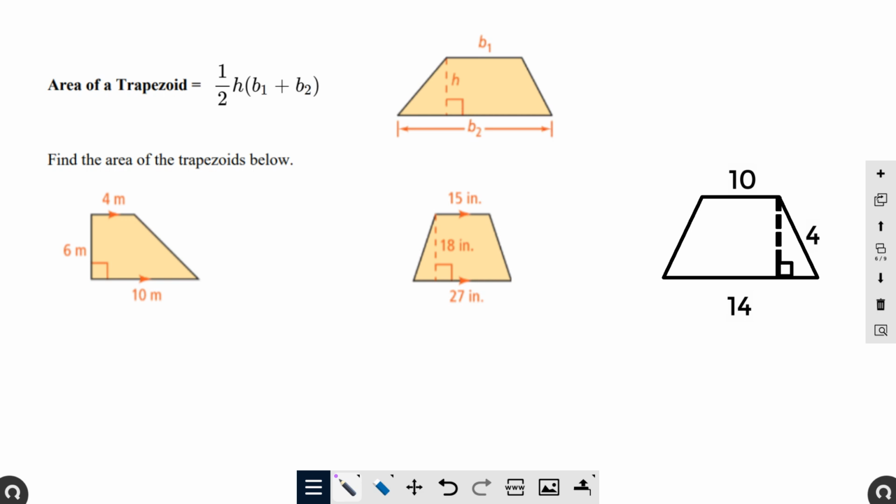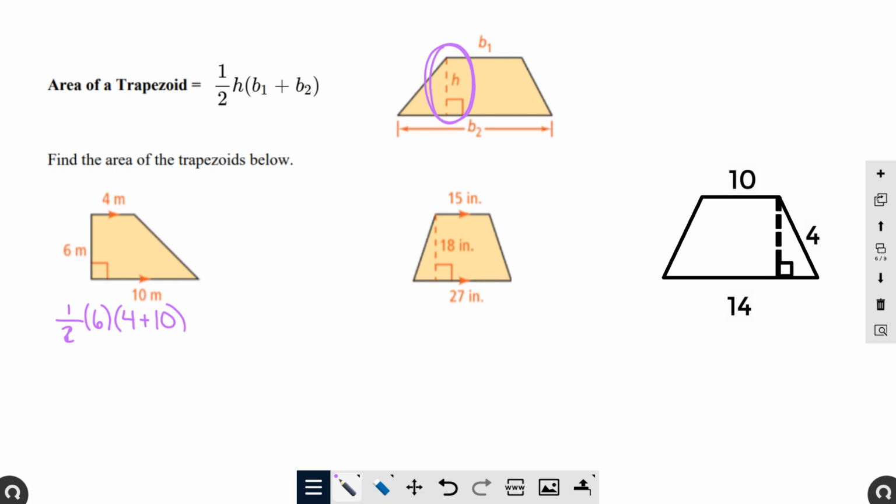Now h has to be this vertical distance here from one base to the other. It's like the altitude of a triangle, right? So that's exactly what it is for this. So when I look at this first problem, I have 1/2. What's the height of my trapezoid? 6, good. So 1/2 times 6. And then in parentheses, base 1 plus base 2.